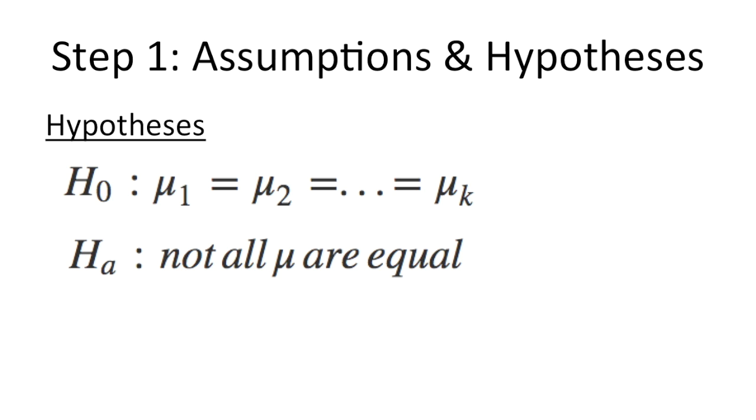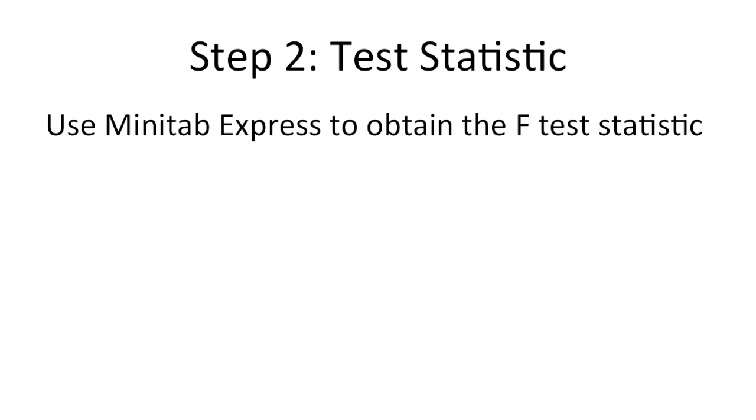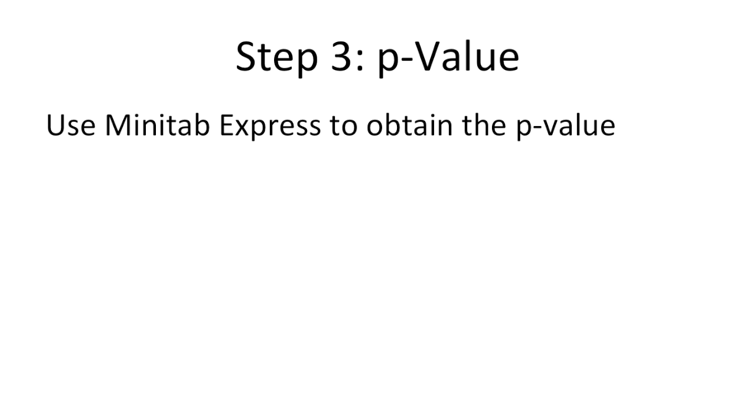Writing hypotheses. Recall the null hypothesis always contains the equalities. So the null hypothesis for a one-way ANOVA is that all of the population means are equal. The alternative hypothesis is that not all population means are equal. Step 2, test statistic. In this course, you're going to be using Minitab Express to obtain the F test statistic. Similarly, for step 3, p-value, we're going to use Minitab Express to obtain the p-value.